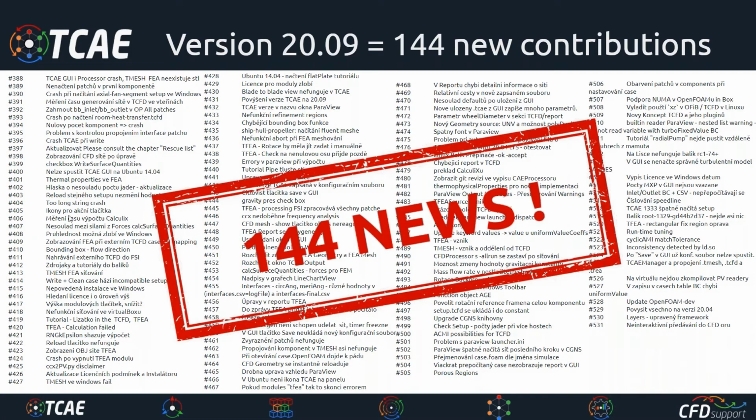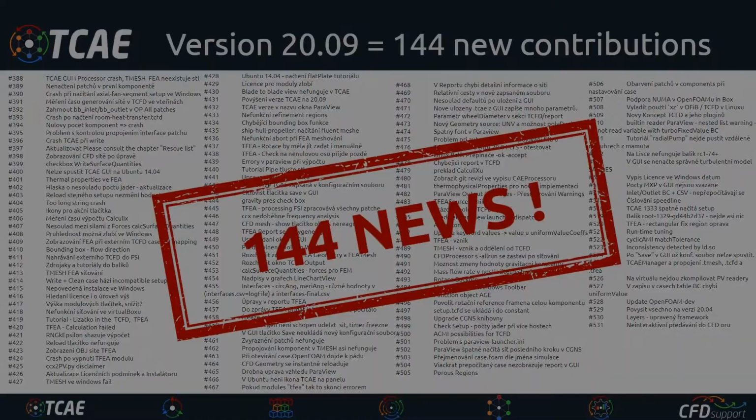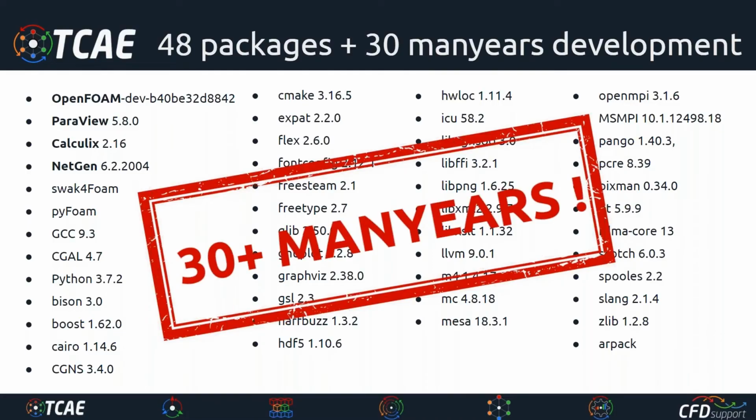The new version 20.9 has more than 144 different little projects in it. Some of them were just small issues, some of them were nightmares, but what's even more important, TCAE is very comprehensive. It is a simulation environment rather than just a CFD code as it used to be in the past. It includes in itself 48 open source packages.